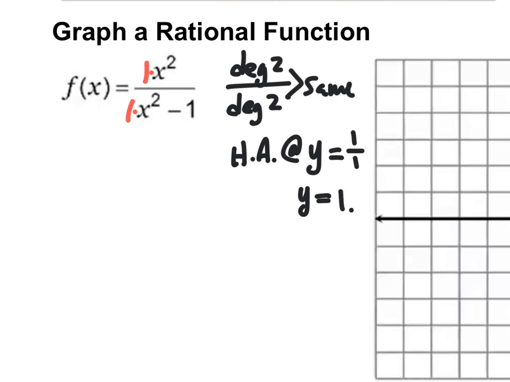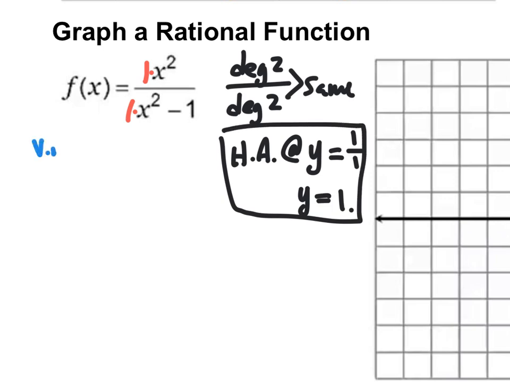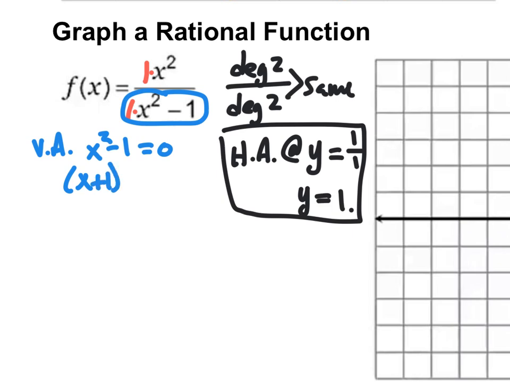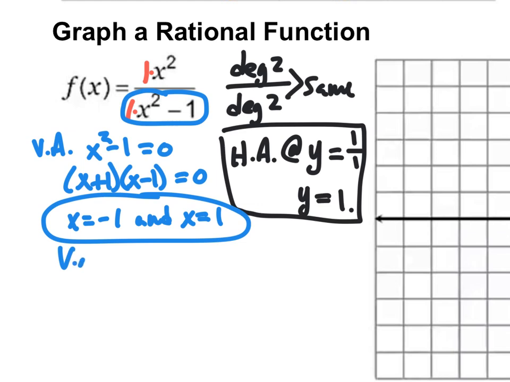That's the first piece of information that we need. The next thing I want to figure out is my vertical asymptote. I set my denominator, x squared minus 1, equal to 0 and solve. Remember, we did this in the last video. I can factor this, which is usually the tactic, as x plus 1 times x minus 1 equals 0. So I get x equals negative 1, and x equals positive 1. These are my vertical asymptotes.